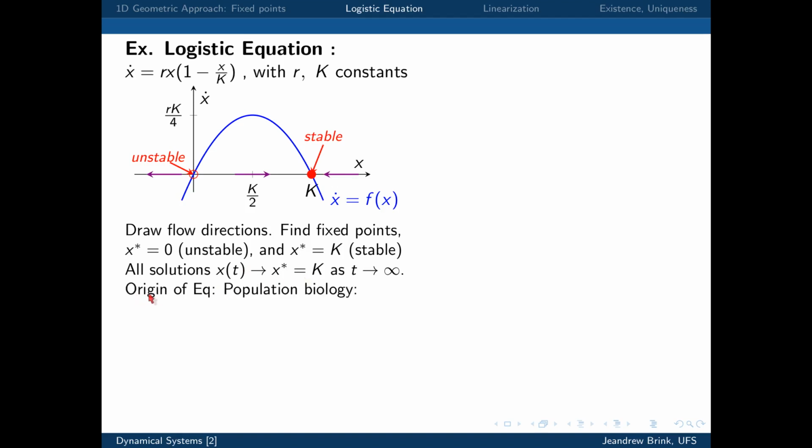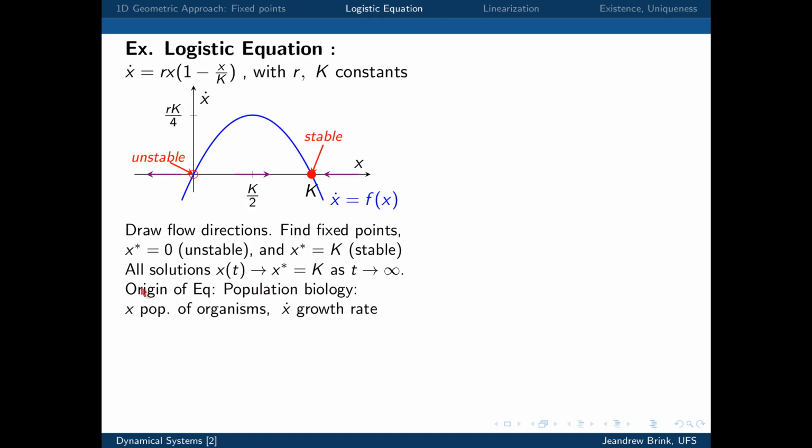Okay, but here I do. So the origin of this equation is population biology. It's an equation that's going to appear in several places. It's a very simple equation that actually illustrates nonlinear behavior, and many other models that we build are going to have the same foundation equation. So it's worthwhile to get to know it a bit.